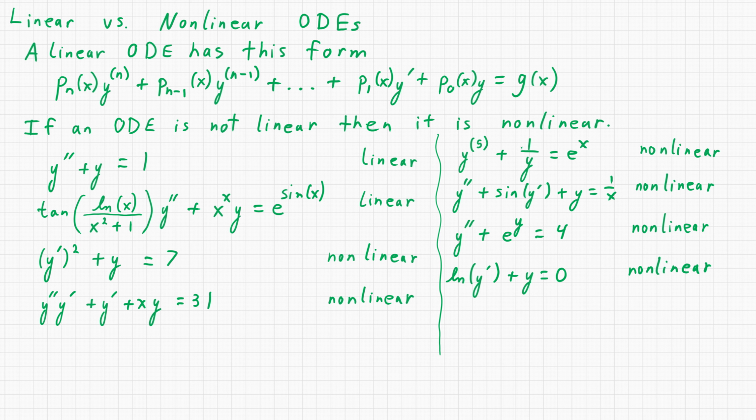That 1 over y term makes the entire ODE nonlinear. Here we have y double prime plus sine of y prime plus y equals 1 over x. That sine of y prime is a nonlinear term, so the entire ordinary differential equation is nonlinear. Here we have y double prime plus e to the y equals 4. That e to the y, that makes the ODE nonlinear. Natural log of y prime plus y equals 0. That natural log of y prime is going to make that ODE nonlinear.